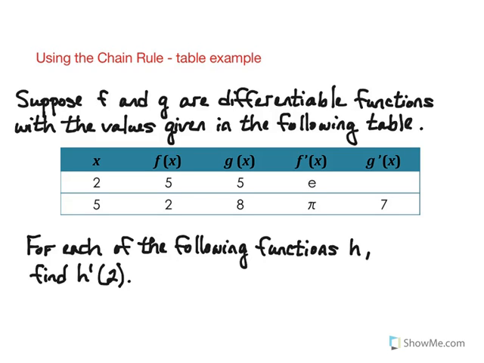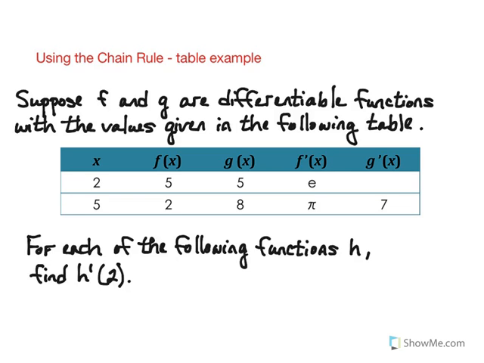Let's take a look at an example of how we can use the chain rule and a table of values that were given to find requested derivatives. So if you take a look at this table, we have two different x values, 2 and 5, and it seems like we're dealing with two functions, f and g. We have the function values for those two functions as well as the derivatives.